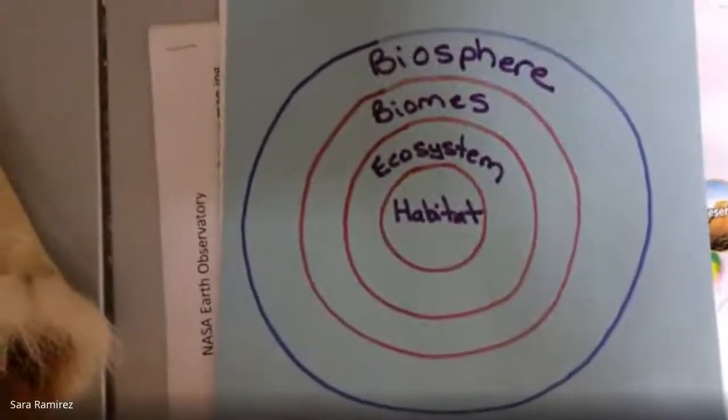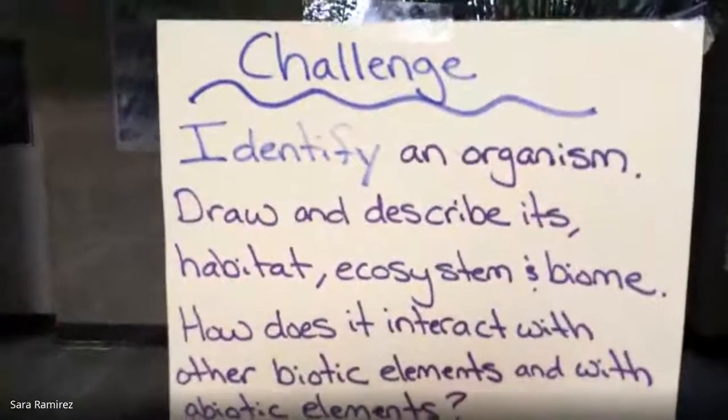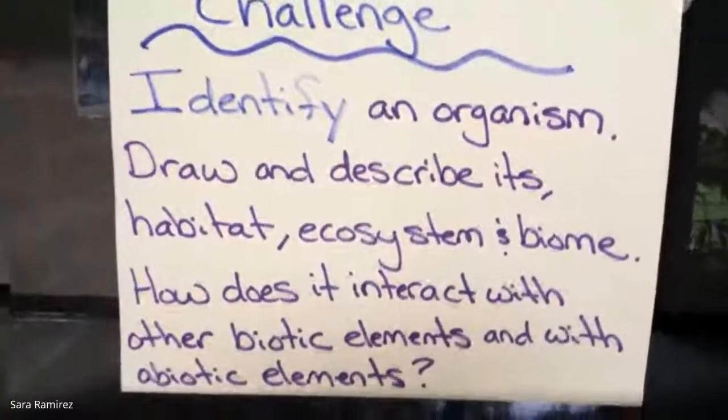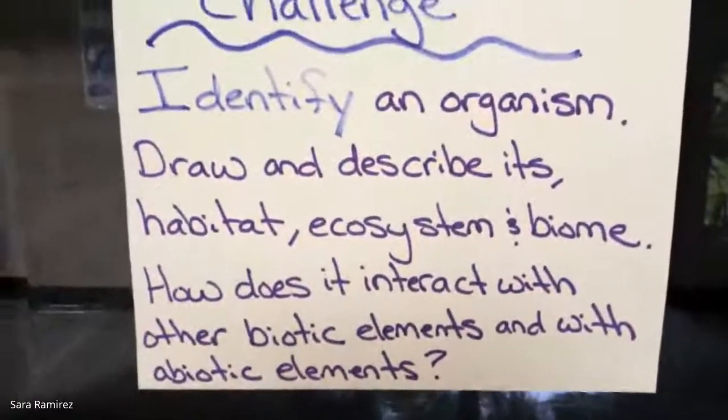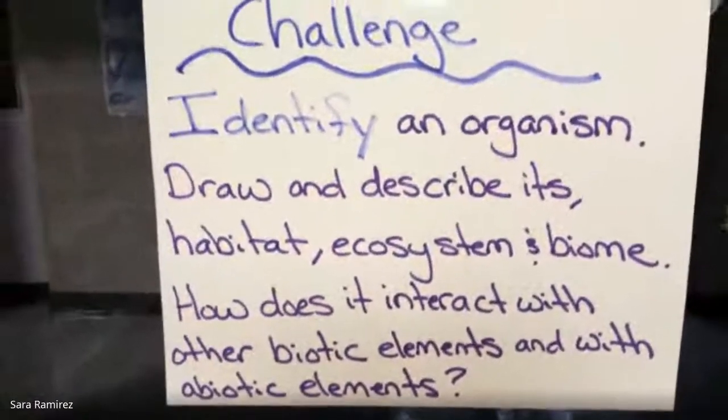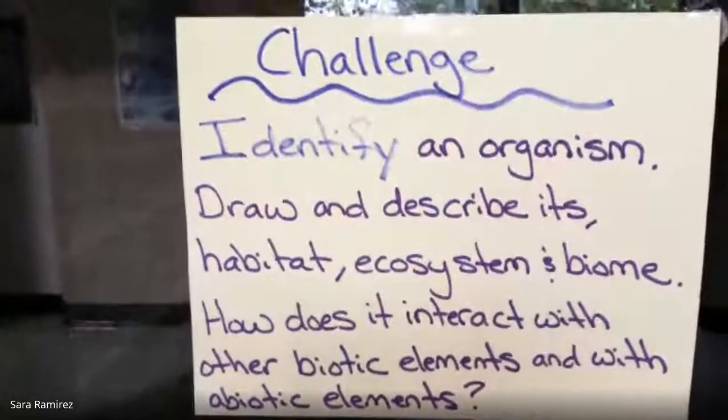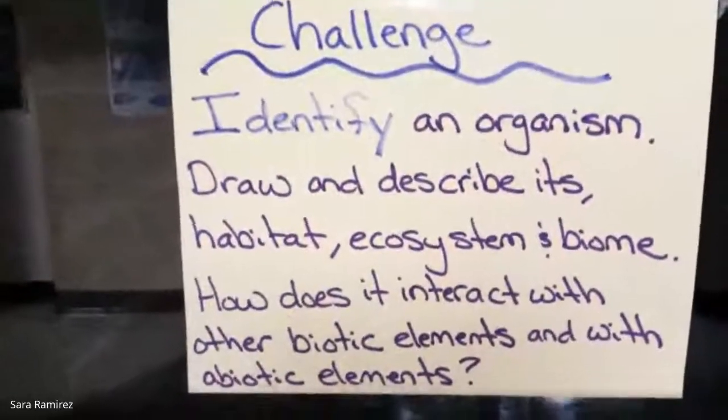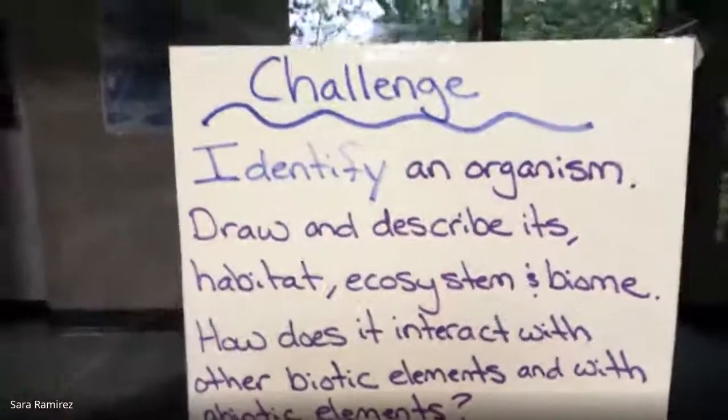So I have a reflection question for you guys, and it's a challenge. I want to see if you can identify an organism, draw and describe its habitat, ecosystem, and biome, and then describe how it interacts with other biotic elements and with other abiotic elements.